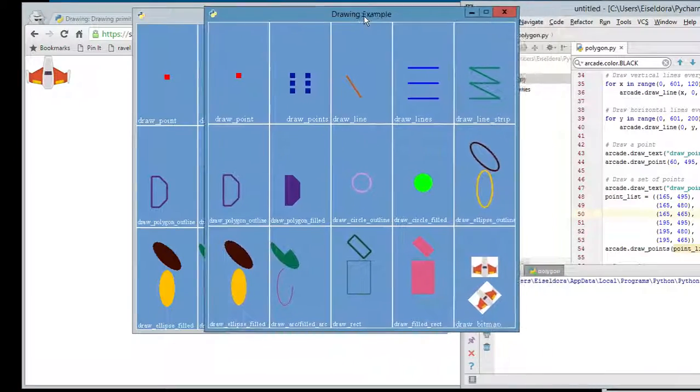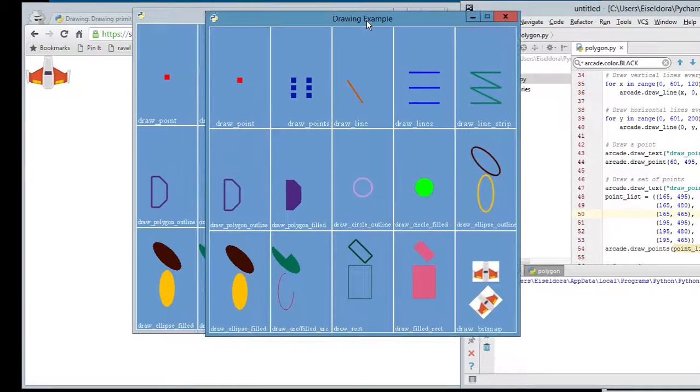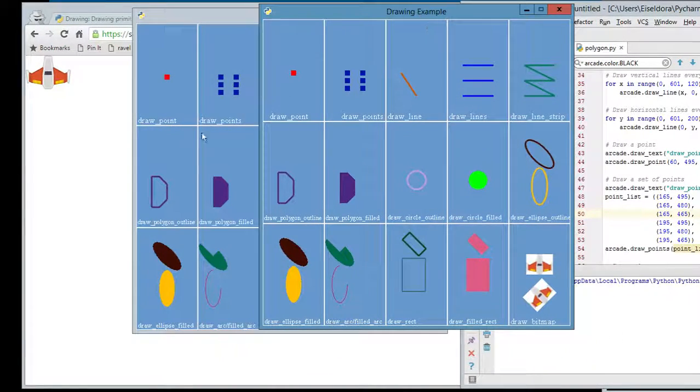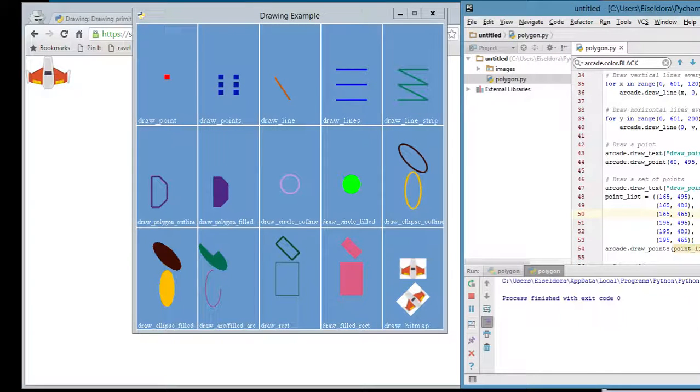That's something that you'd have to meticulously be adjusting. But see, I changed where the text is lining up for draw point and draw points. But that didn't seem to be very helpful. So I'm gonna try and put that back.